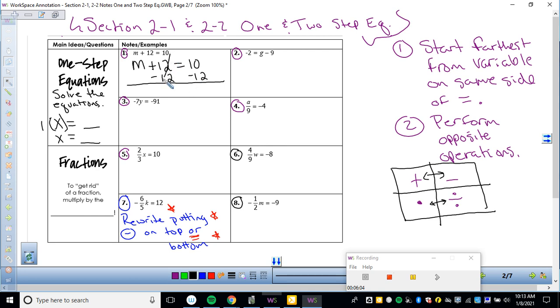12 minus 12, well, that goes to 0. That's why we do that. And on the left, we are left with m equals 10 minus 12 is negative 2. And there's our answer. And what we just did is called a one-step equation.